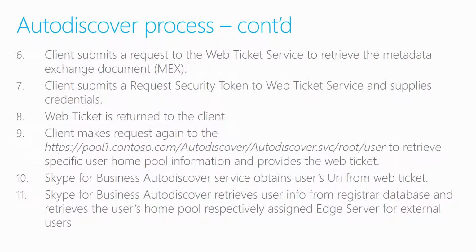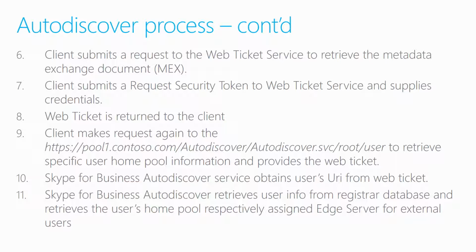And now the client will submit a request for a security token to the web ticket service and will supply credentials. And we will see in the following slides what the different options are to request a security token and how we can authenticate. But at this point, the web ticket is returned to the client, and the client will now make a request against this Autodiscover URL to retrieve the specific home pool information and provide the user and get the user web ticket.